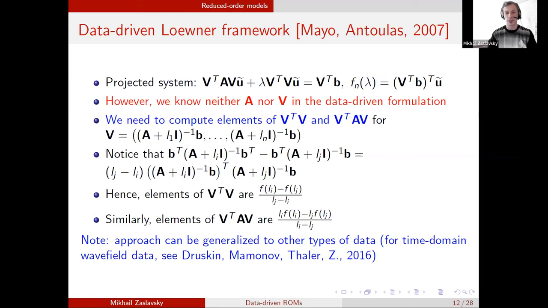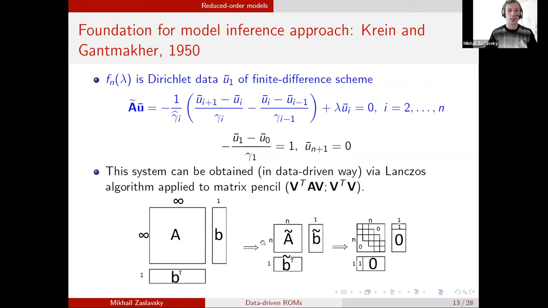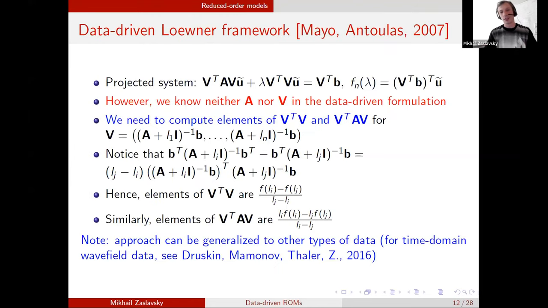Here we considered a frequency domain problem, but in some of our later papers we generalized it to measurements in the time domain, for wave field time domain data; that's been done in this paper and our later developments. So essentially, directly from the data, it allows us to construct that reduced order model and perform predictions of the data for all lambdas outside of our training set, L1, and so on up to LN, correct?